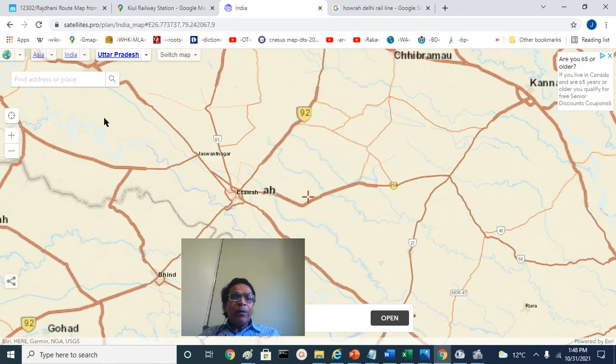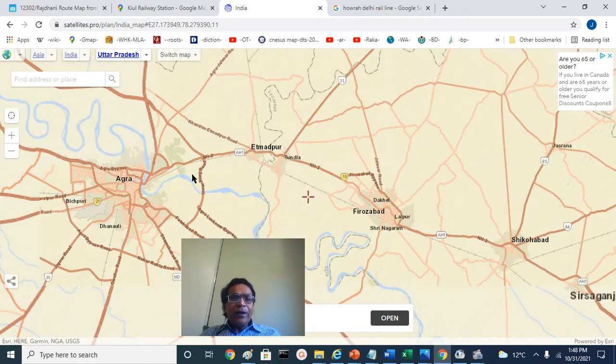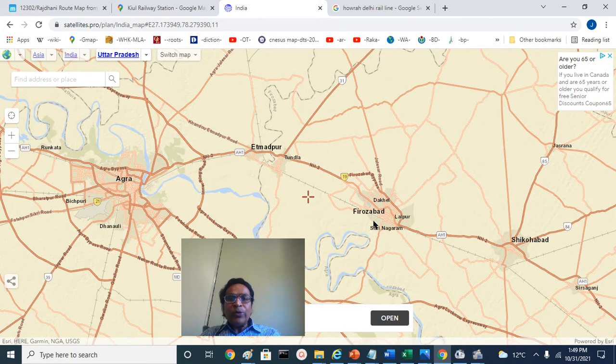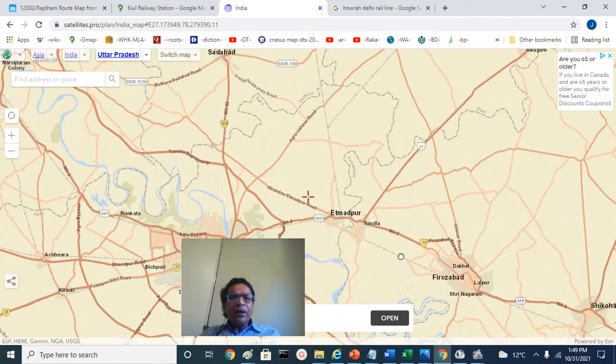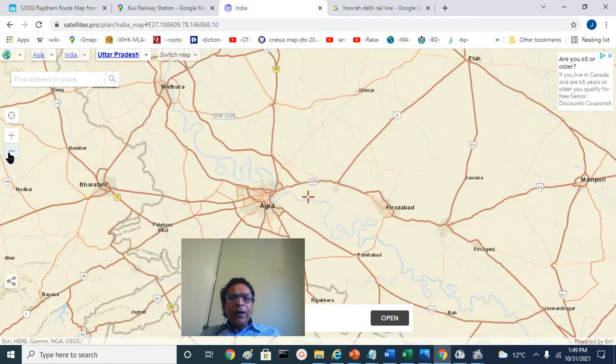You see, excuse me, Firozabad, Shikohabad will be somewhere here. Tundla will be somewhere here. Ahmedpur, I don't know where is Tundla here. Yeah, then it goes to Aligarh and those places.